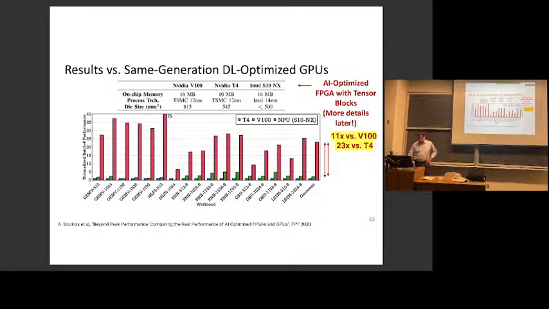So the results are good. Again, these are at low batch. So these are at batch 6. If you increase the batch size, the GPU gets closer, but it actually never catches up, and its latency is worse. This is another interesting result from this paper.